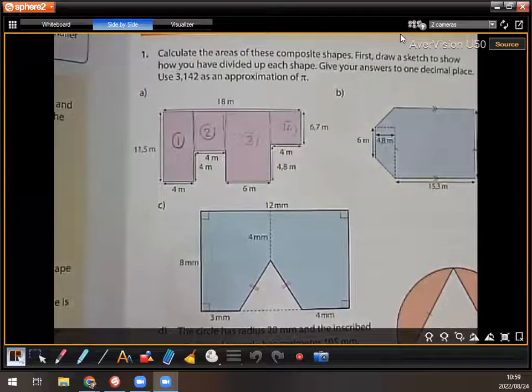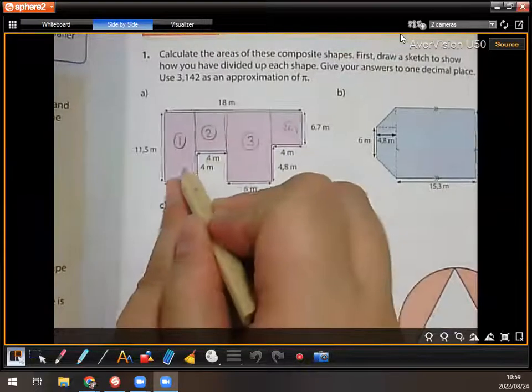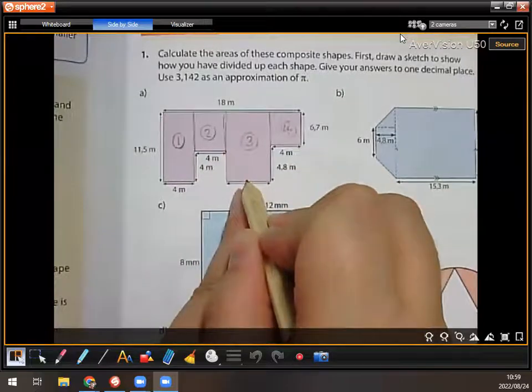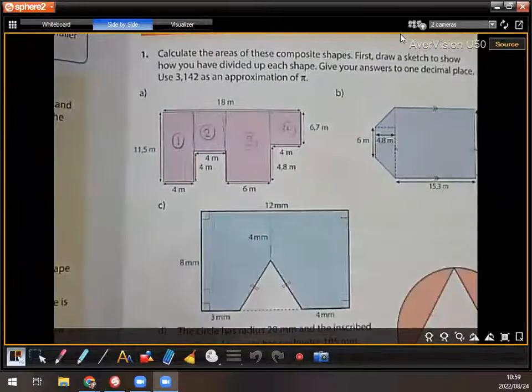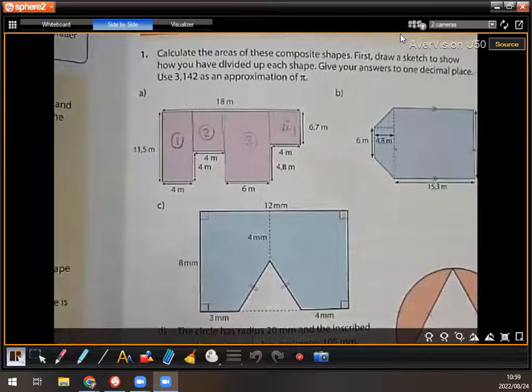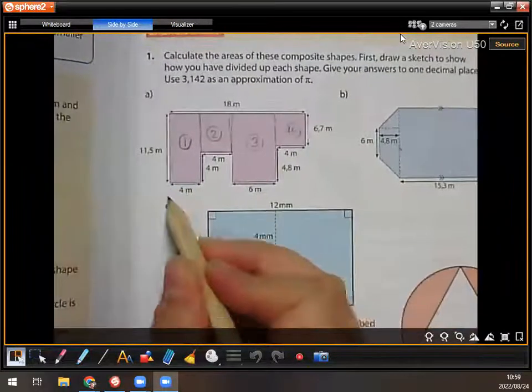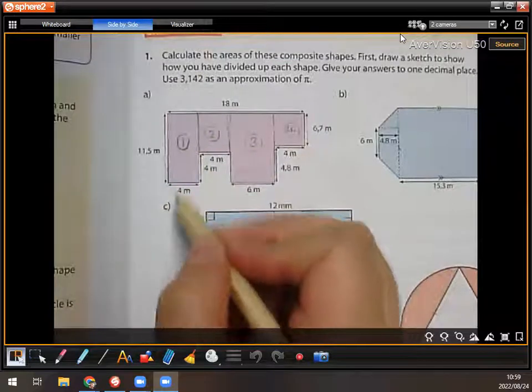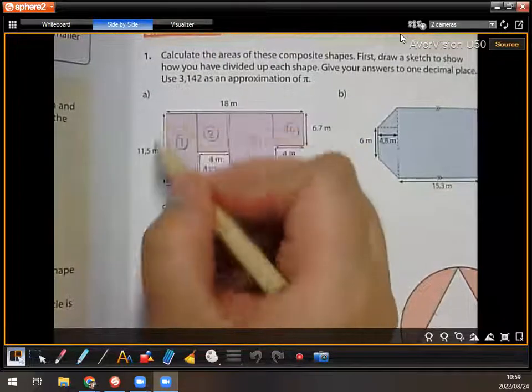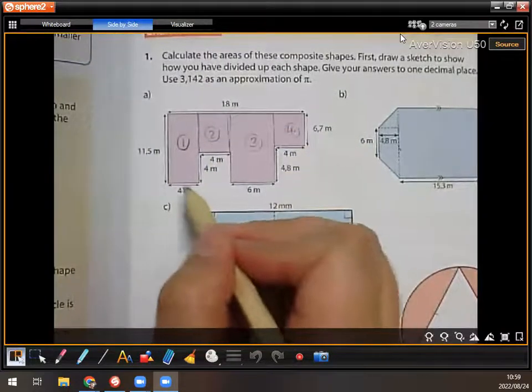So guys, the area of this whole shape is going to be the area of rectangle 1 plus rectangle 2 plus rectangle 3 plus rectangle 4. I'm going to do it all in one line. Can we try to do it all in one line, please? If you did it as homework, we're going to write it out now. The area of the first one is very easy, right? 11.5 times 4. Yes? Let me write it out.